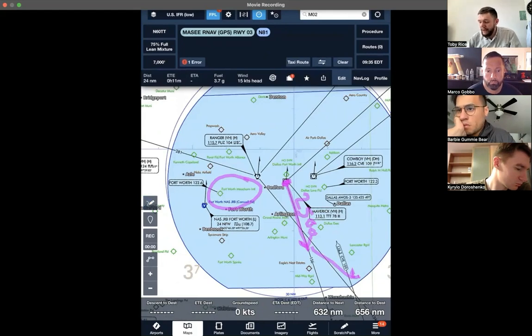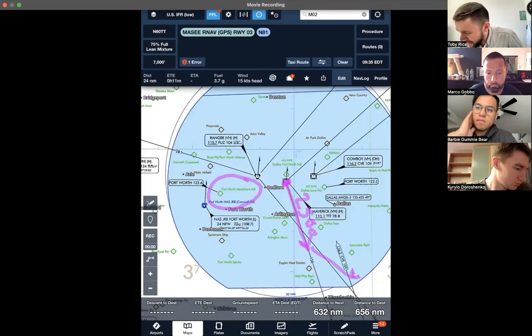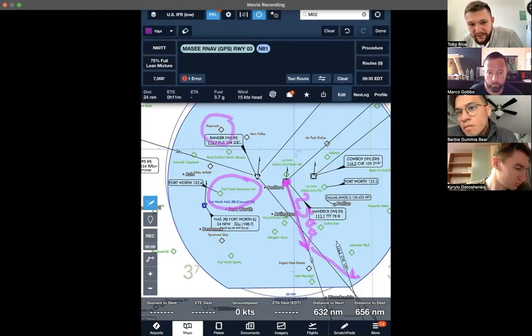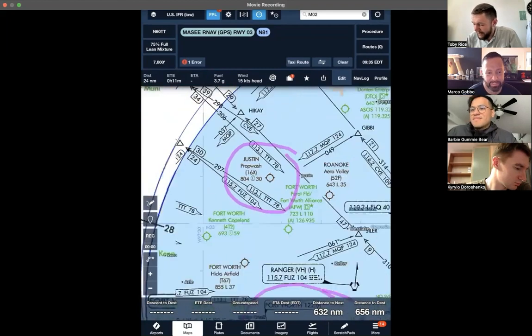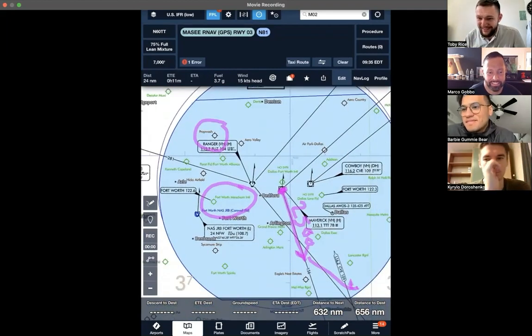ATC says, all right, you're cleared to the blankety blank airport. I don't know. Maintain. Oh, that's kind of funny. Look at this. This airport's name is Prop Wash. It's kind of funny. See? Prop Wash Airport. I just noticed that. Sorry. Distracted. My bad. Squirrel.